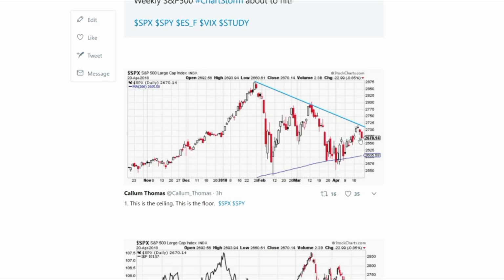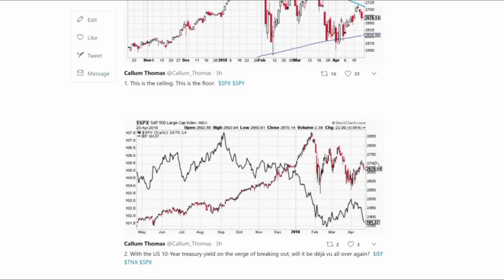And for the market to kind of shake out this sort of malaise or middling, that top line, which is going to be a moving target, is going to be key. So I think it's a pretty important chart for the short-term dynamics.